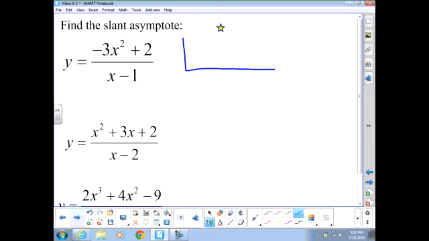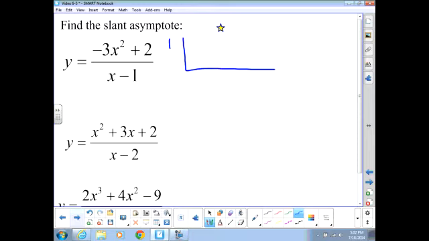To do synthetic division, outside the box, you will put whatever makes the denominator 0. So in this case, we'll have a positive 1. The whole idea of synthetic division, which makes it easier, is you're only working with coefficients rather than the variables as well. Inside the box, we will put our coefficients.